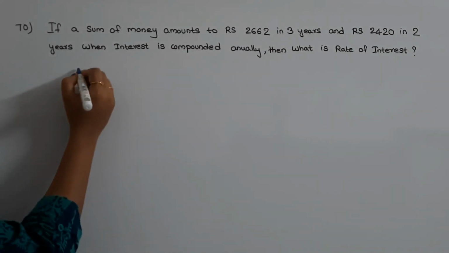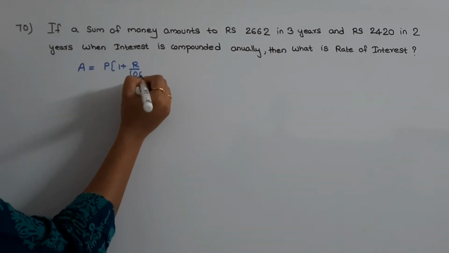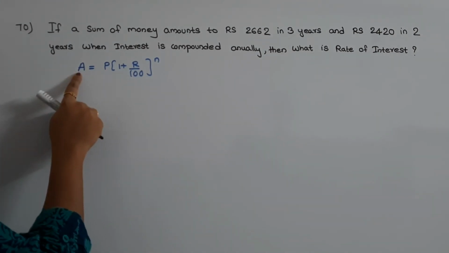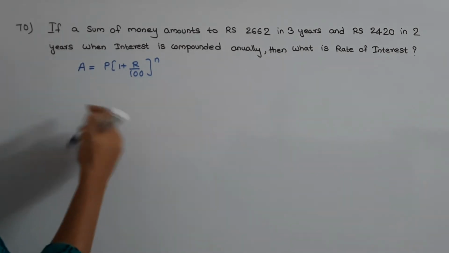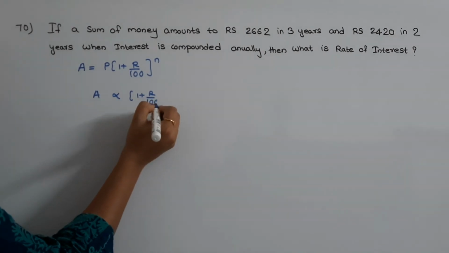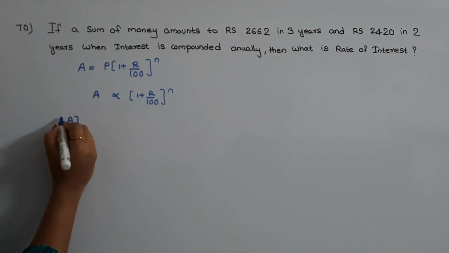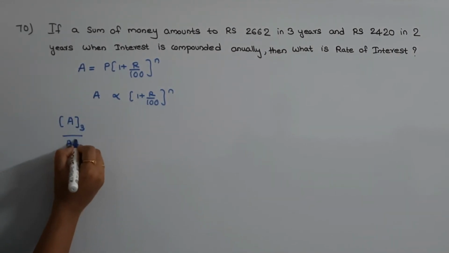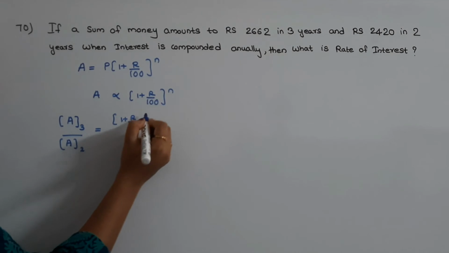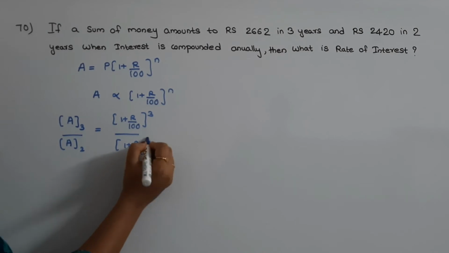In compound interest we know that amount is equal to P into (1 plus R by 100) whole raised to N. So for a particular value of principal, amount will be directly proportional to this interest part. So amount is directly proportional to (1 plus R by 100) whole raised to N. So we can write this as: amount for 3 years by amount for 2 years will be equal to (1 plus R by 100) whole raised to 3 by (1 plus R by 100) whole raised to 2.